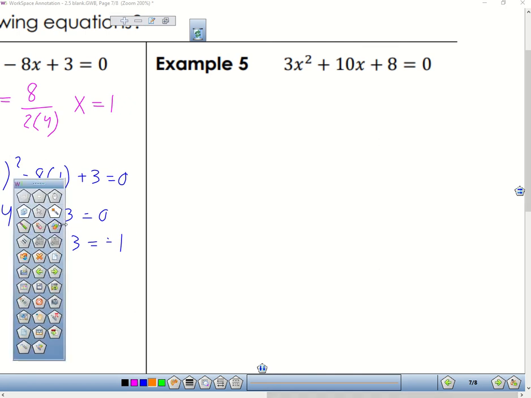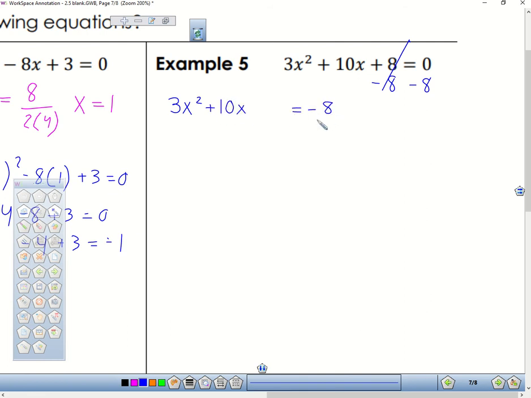Alright, so let's complete the square. The first thing we need to do is get our c term to the other side. So we're going to make a new c term. I'm going to subtract the 8 over. That's going to give me 3x squared plus 10x equals negative 8, right? You leave that space for the c term that we're going to create.